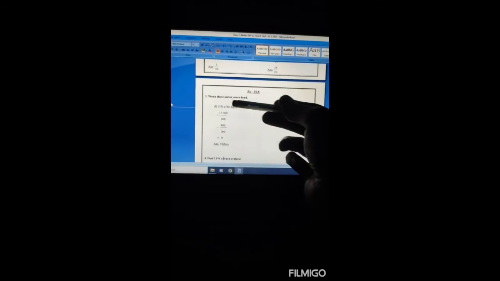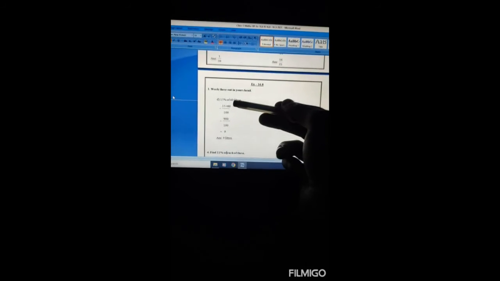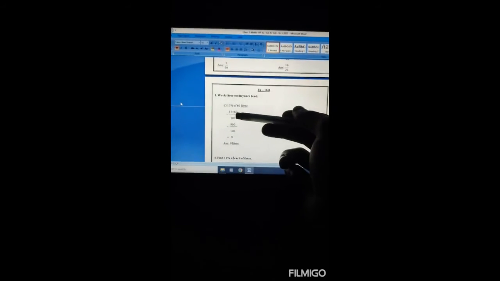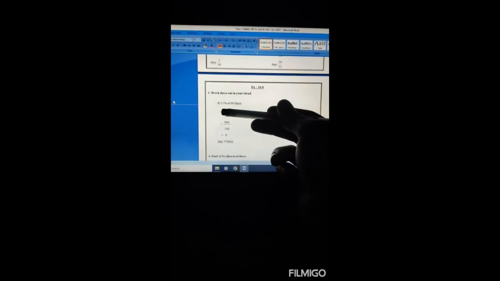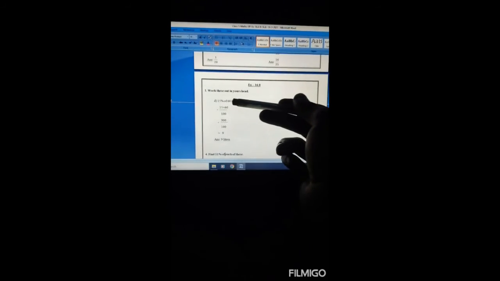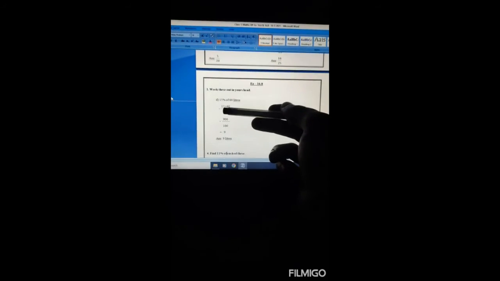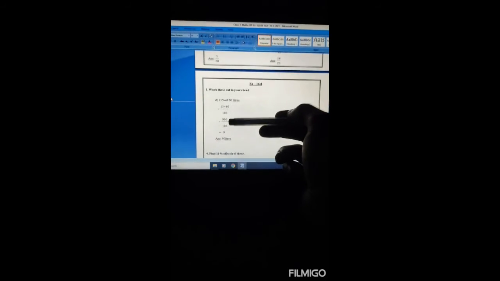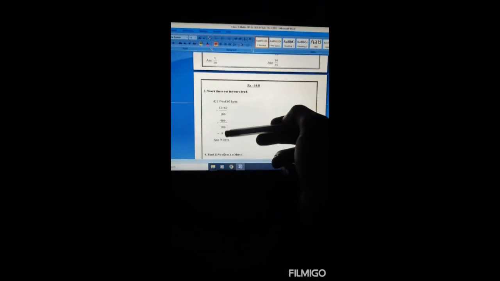Exercise 16.8. Work this out in your head. 15% of 60 liters. We need to find out how much is 15% of 60 liters. So convert this into a fraction. It will be 15 by 100, multiplied by 60 liters. So 15 times 60 is 900, divided by 100. If we divide this, our answer is 9 liters are 15% of 60 liters.